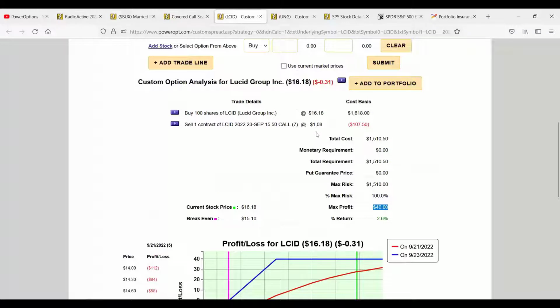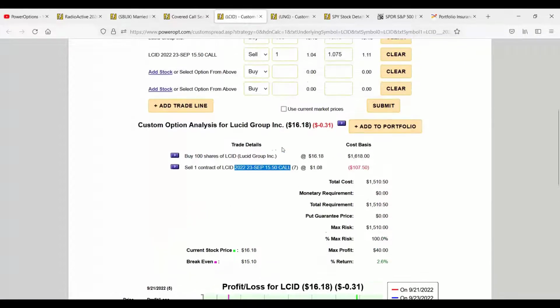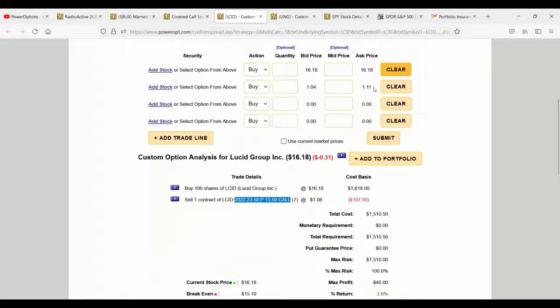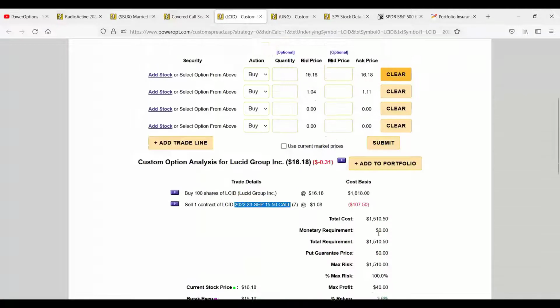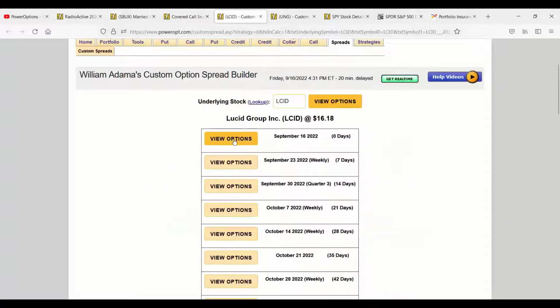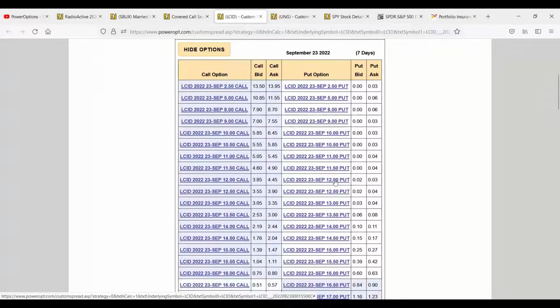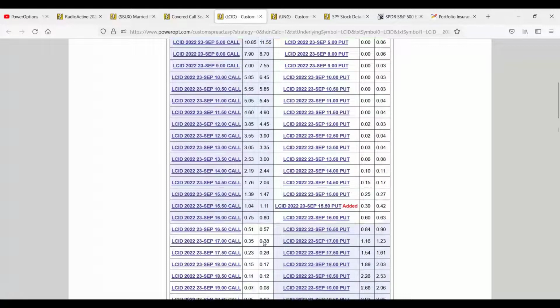This is an in-the-money covered call, so an out-of-the-money naked put with the same strike price, of course, and the same expiration date would be the parity trade. So I'll just clear these two out. I know I'm looking at $40 here and a 2.6% max return if I'm assigned at 15.50. We'll go into view options. September 23rd, 15.50 put.